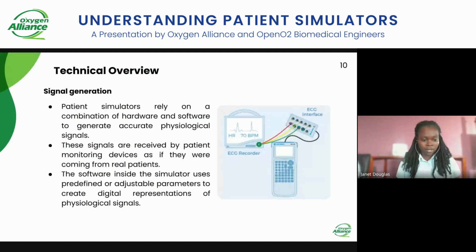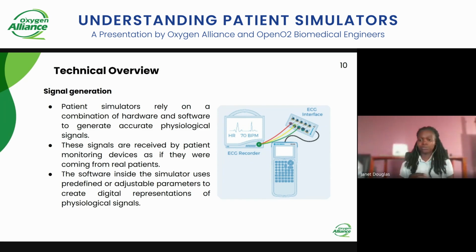Now, I will take you through a technical overview, or an understanding of how these simulators actually work. They rely on a combination of hardware as well as software to generate accurate physiological signals, like the ones I've been talking about. These signals are received by the patient monitoring device as if they were coming from a real patient. The software inside the simulator uses predefined or adjustable parameters to create signal representations of the physiological signals. So what it means is that your simulator gives you the ability to adjust the parameters that you want.